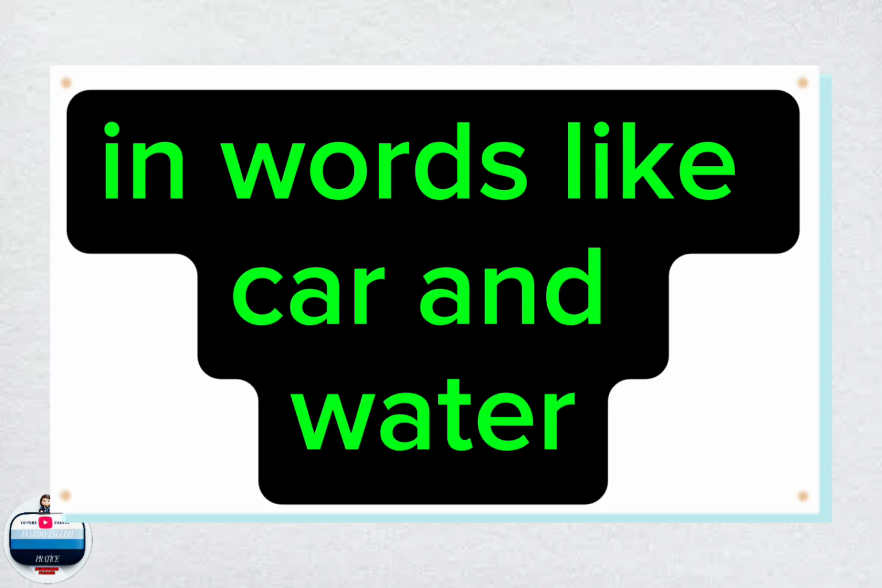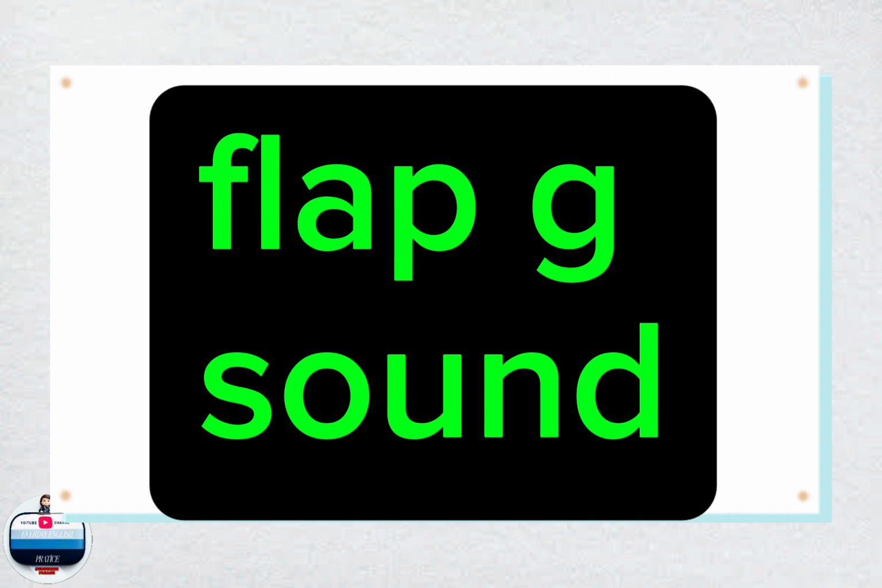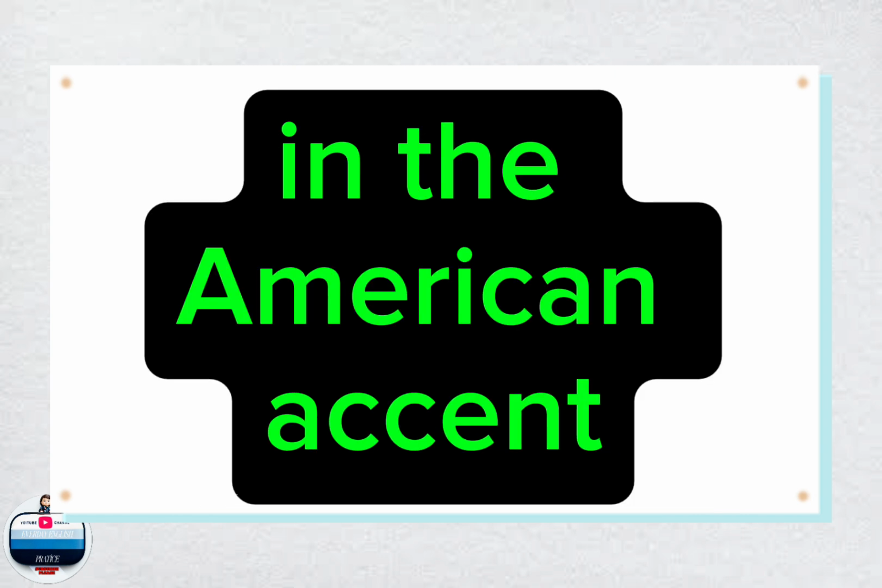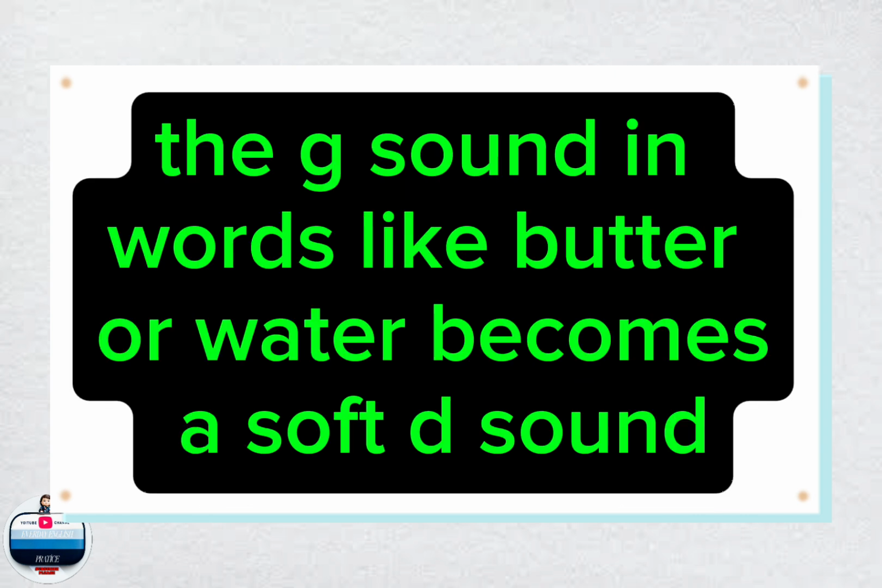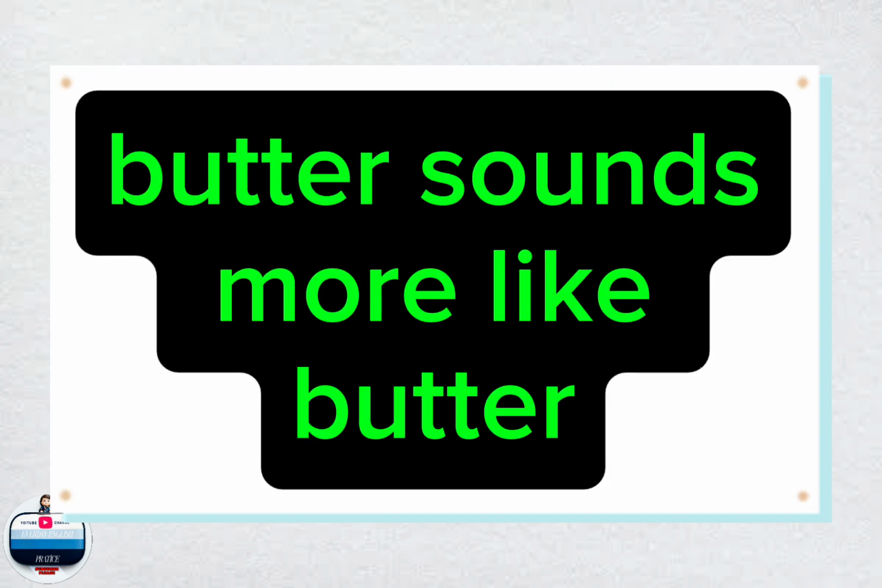In words like car and water, the R is pronounced clearly. Flap T sound. In the American accent, the T sound in words like butter or water becomes a soft D sound, creating a relaxed pronunciation. Butter sounds more like budder.